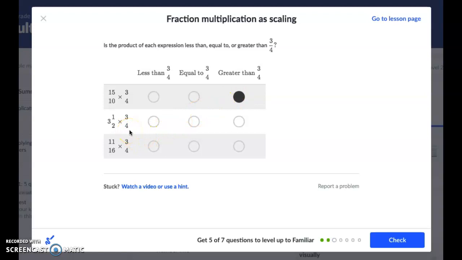Here we have 3/4, and again, we're multiplying it by a number greater than 1, 3 and 1/2. So we're again going to get a number greater than 3/4. Again, 3/4, and we're multiplying it by 11/16. This is a number less than 1, so we're going to get a number that is less than 3/4.